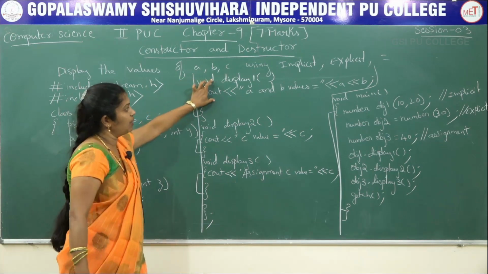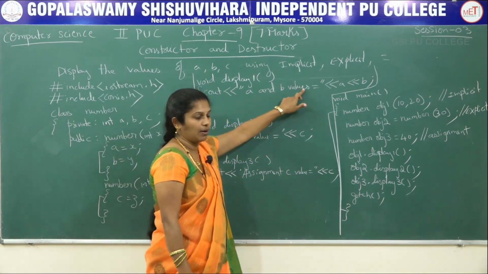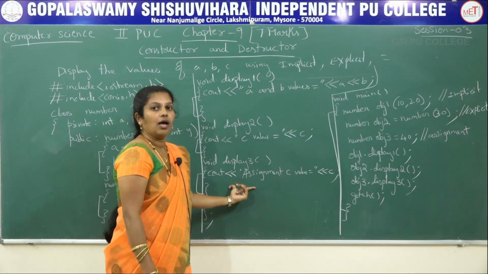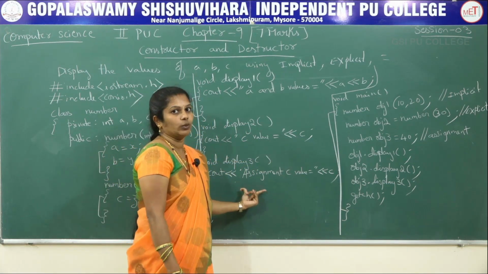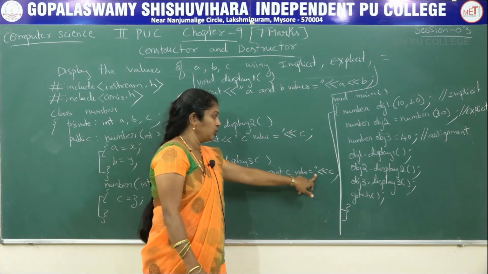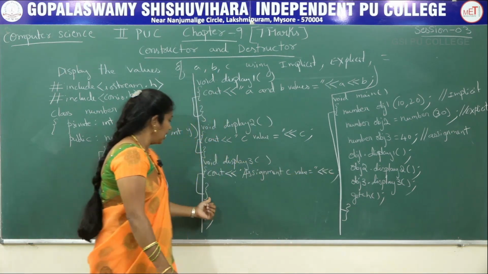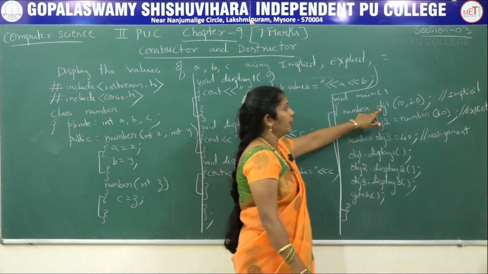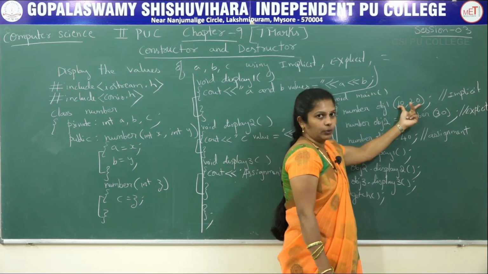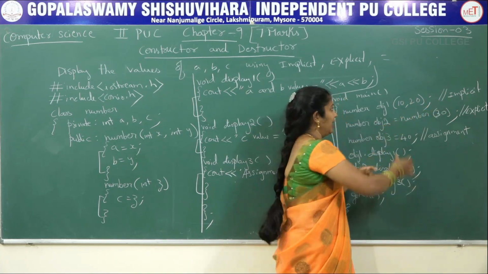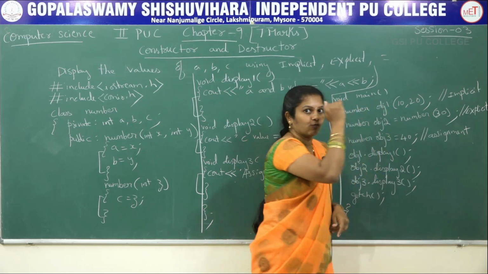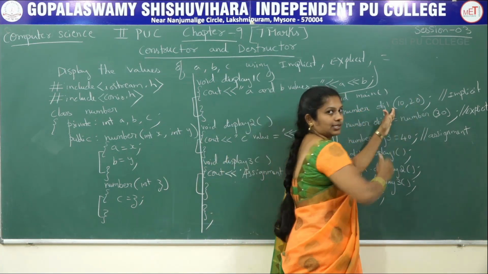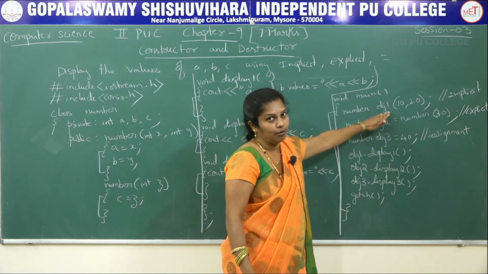And next display function, A and B value here we are displaying. Then here C value we are displaying. In display 3 function, initialization at the time of declaration with assignment operator, there we are initializing the value C. Then close the function, then close the class. In the main program, number object 1, 10, 20, it is nothing but implicit call. When you create an object followed by arguments inside the parenthesis, then it is called implicit call.